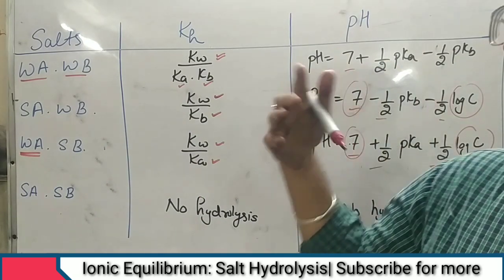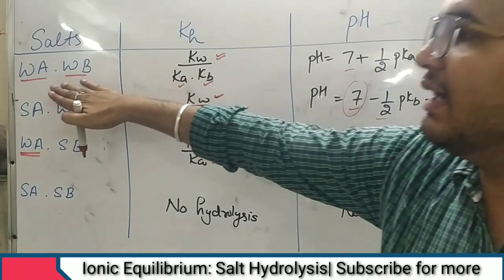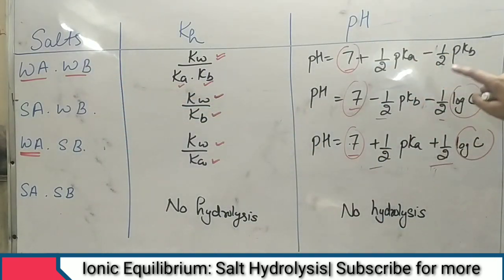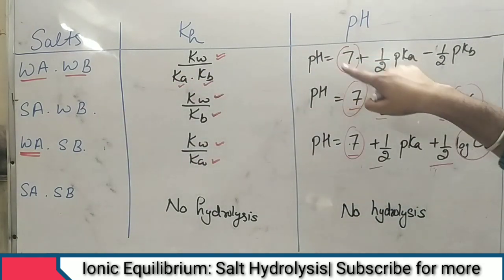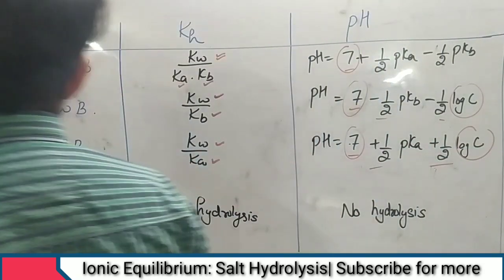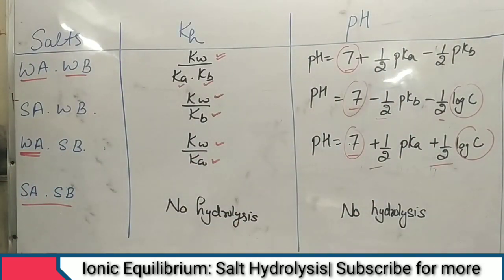And in case of weak acid and weak base, 7 is common, but you can just add the rest of the four: minus half pKa plus half pKb, and if we add this, then they cancel out. So the weak acid weak base becomes 7 plus half pKa minus half pKb. And in the last case, there is no hydrolysis.